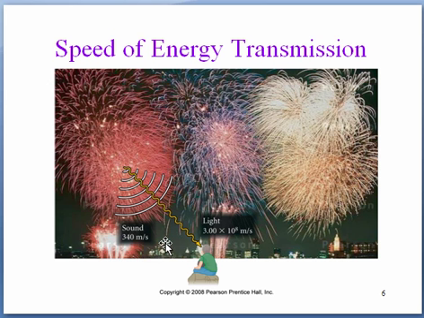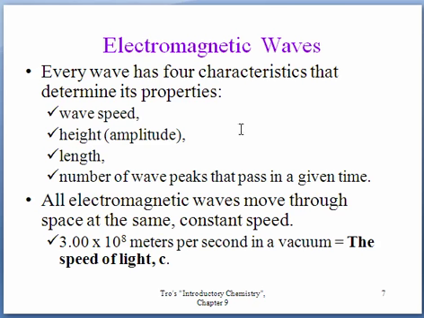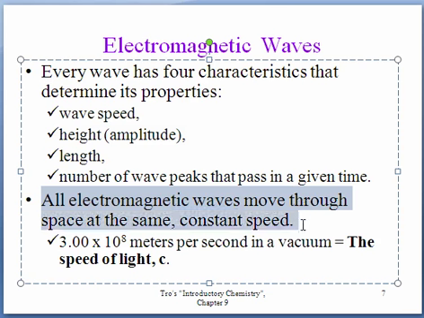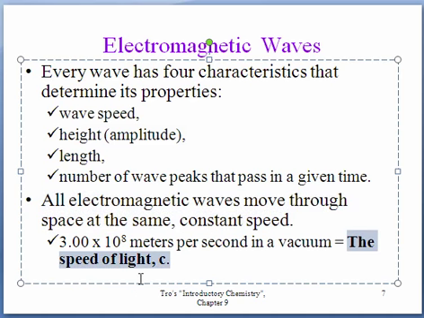Both travel through waves. So let's look at some characteristics of waves. Waves always have some sort of speed. They have a height, which is known as amplitude. They have a length. And then we also care about the number of wave peaks that pass through a certain point in a given amount of time. Now, what makes electromagnetic radiation special is that all electromagnetic radiation travels at the same speed. This speed is known as the speed of light. It is abbreviated by lowercase c, and it is 3 times 10 to the 8th meters per second in a vacuum. All electromagnetic radiation travels at this speed. And as far as we know, at this point, this is as fast as anything can travel.